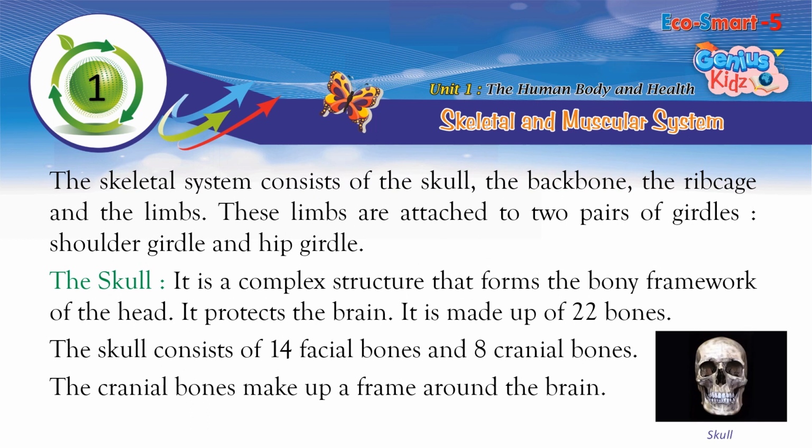The skeletal system consists of the skull, the backbone, the ribcage, and the limbs. These limbs are attached to two pairs of girdles, shoulder girdle and hip girdle.